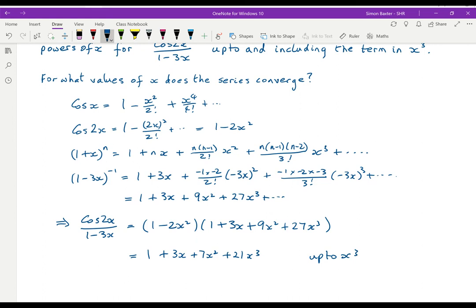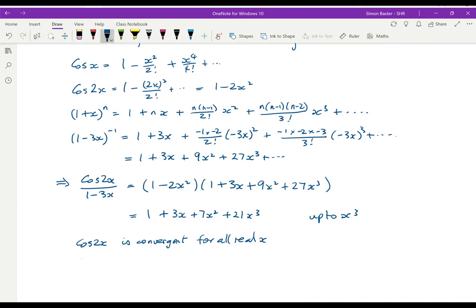When is it convergent? Well, the cos 2x series is convergent for all real x. 1 plus x to the n, you should remember, is convergent for mod x less than 1. So in this case, we are convergent for mod 3x less than 1. Putting those together, we get mod x less than 1/3.